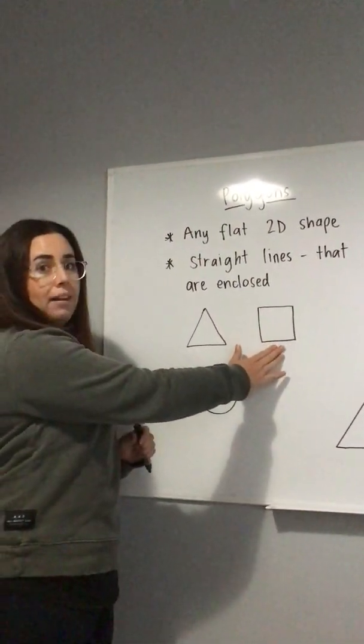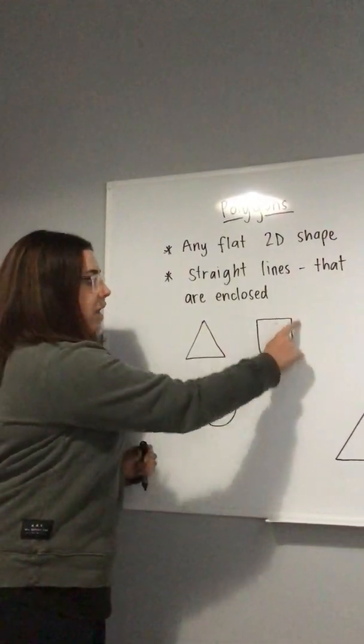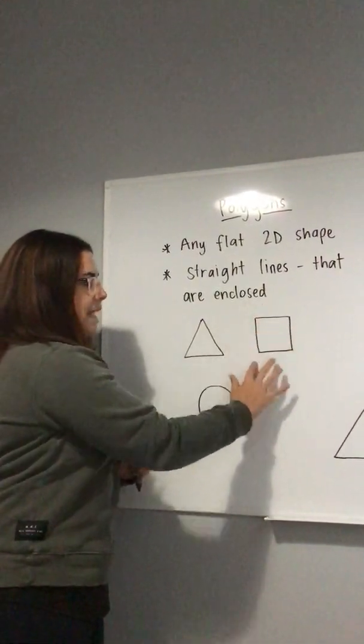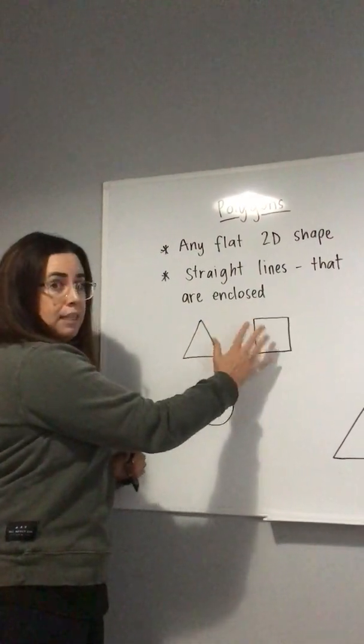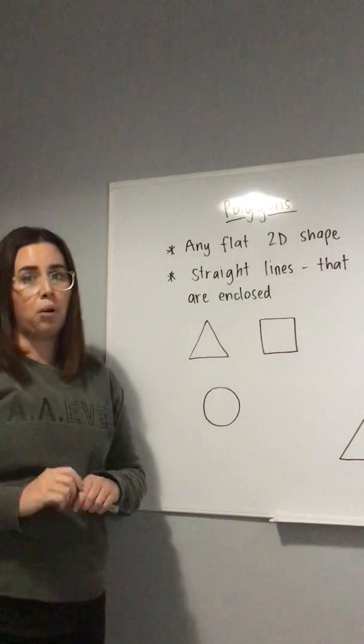Same thing with a square. We've got a 2D shape, it's flat, it's got straight lines and they meet to enclose a space. So a triangle and a square are both types of polygons.